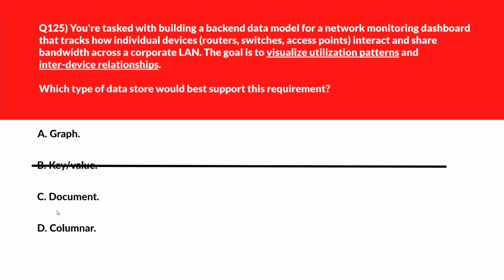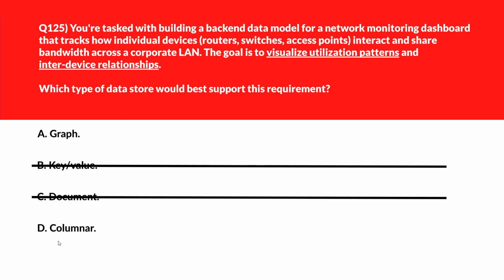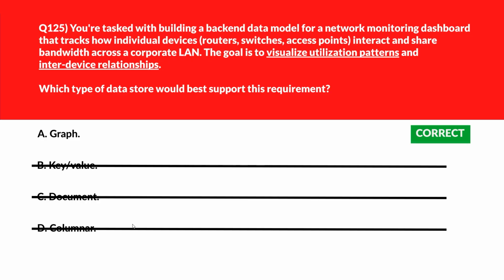C says document. Document is suited for storing nested data, but not for querying interconnections. Let's delete this. We'll move to D. D says columnar. Columnar is optimized for aggregation, not for relationship traversal. Let's delete this. We'll lock option E, graph, as the right answer.